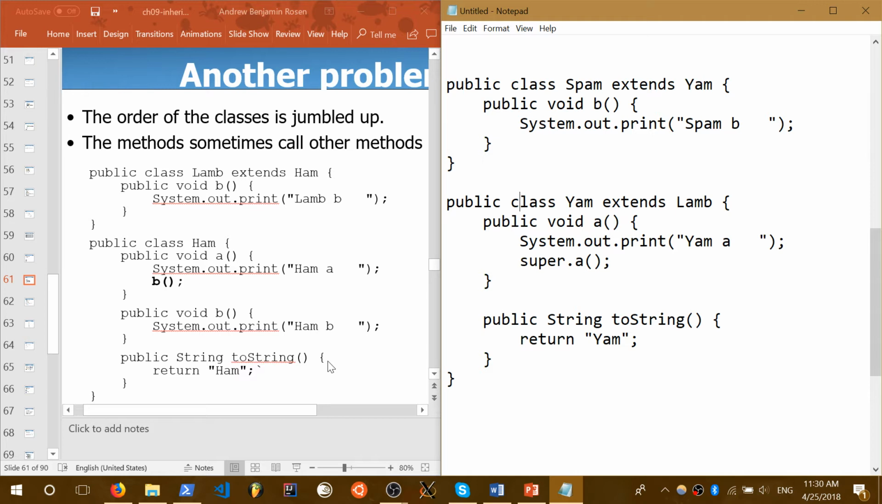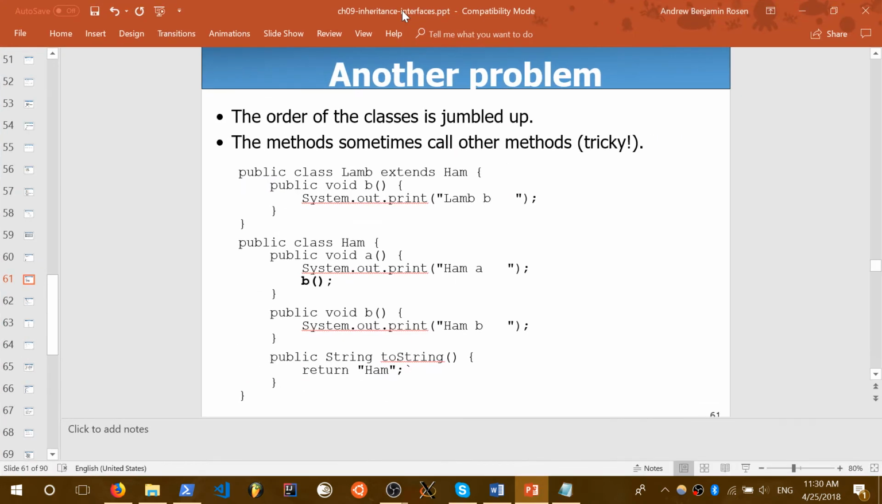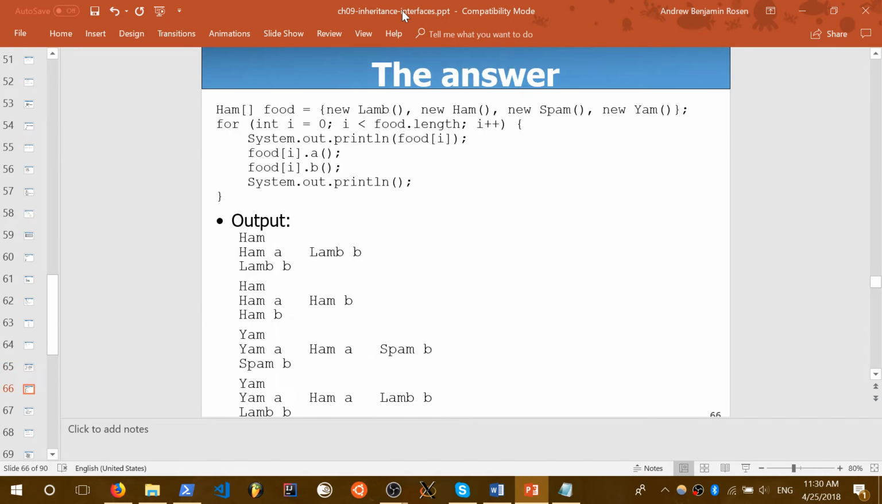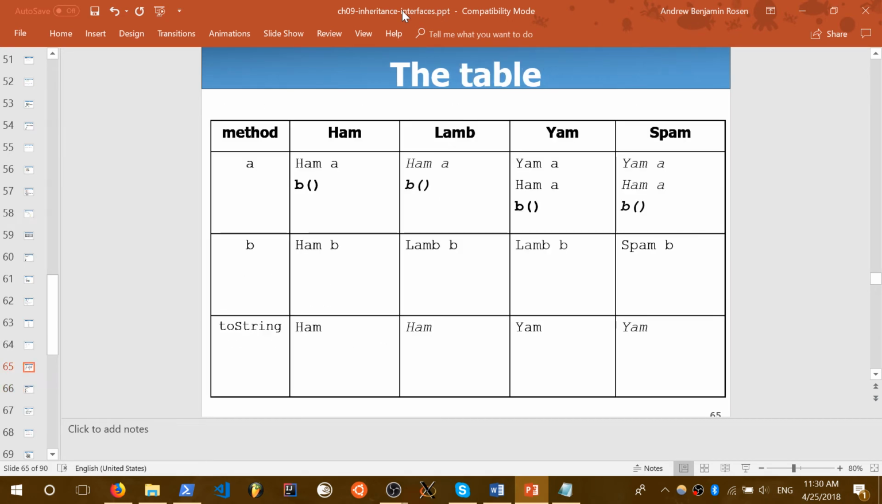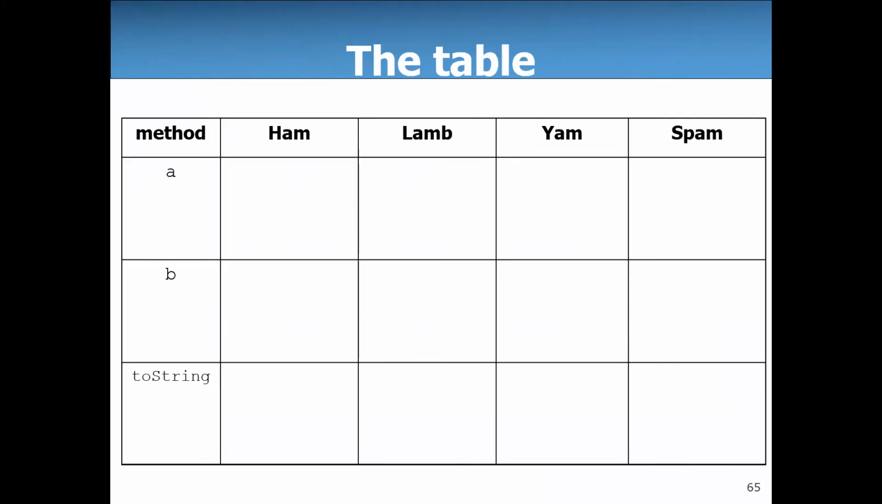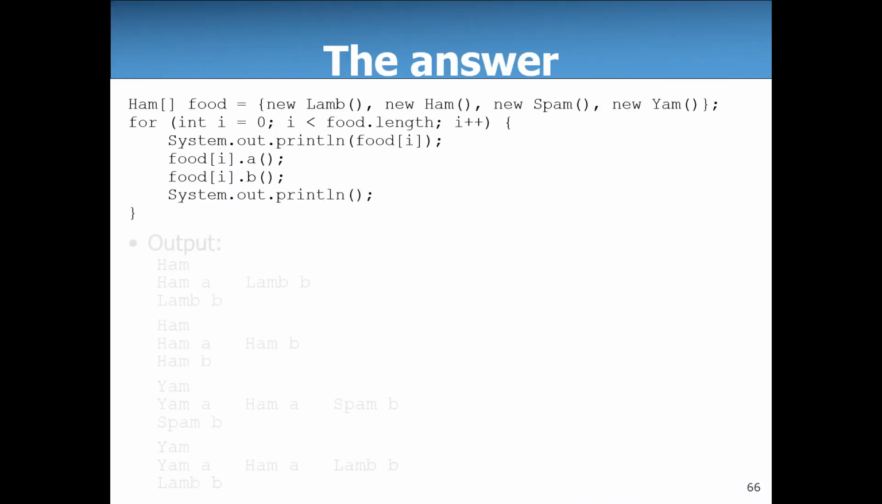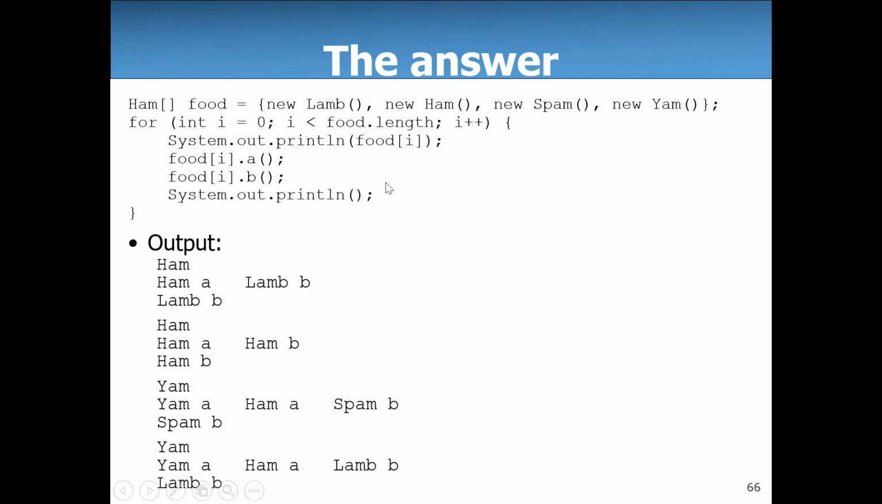Okay, so let's take a look at the answers for this. So hopefully your table looks something like this, if you made a table. So the output is for lamb, right? Lamb, it doesn't have anything special for lamb.toString. It just calls its parent's method, which is ham.